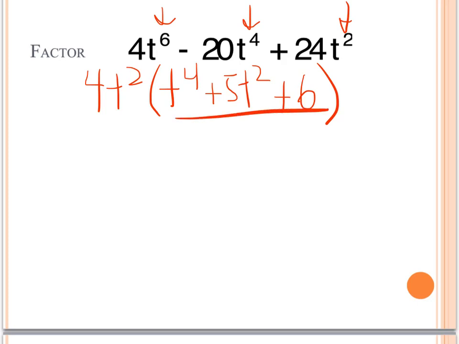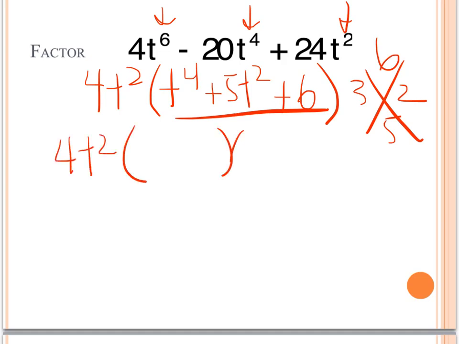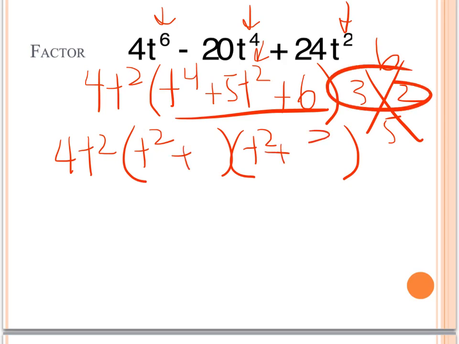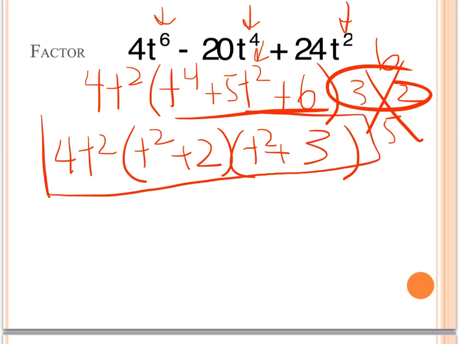So now I factor this part. The two numbers that multiply together to get 6 and add together to get 5 is 3 and 2. I don't have an a to divide by, so I leave it like this. So I get 4t squared. Now comes the tricky part. I'm going to have t squared. Remember that this tells us sort of what that exponent should be at the top. And then we end up with plus 3 and plus 2. And both of these are sums. We only have the difference of 2 squares or the difference of 2 cubes, which is not what I have there.